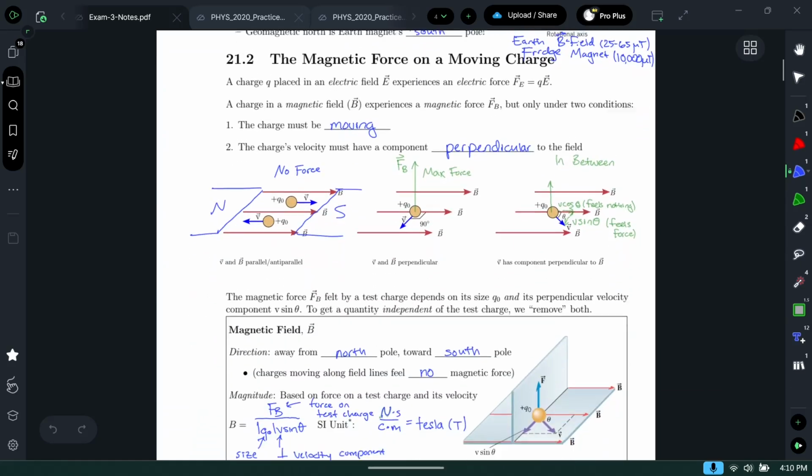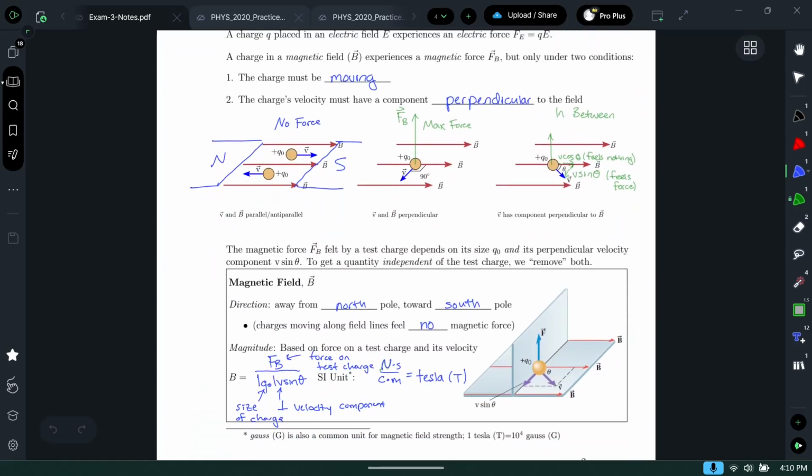So first thing in chapter 21 is this idea about what has to be happening for a charge to feel a force in the first place. This is before you even get to the actual right-hand rule stuff. Your charge has to be moving to feel a force in a magnetic field. If it's not moving, there's nothing to even worry about the right-hand rule for because there's no magnetic force.